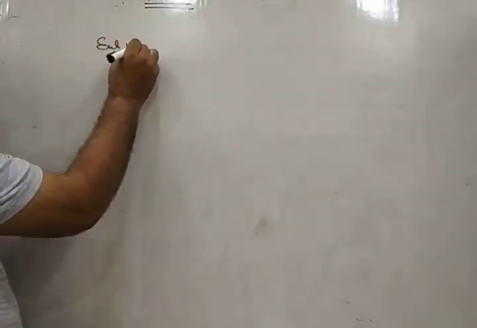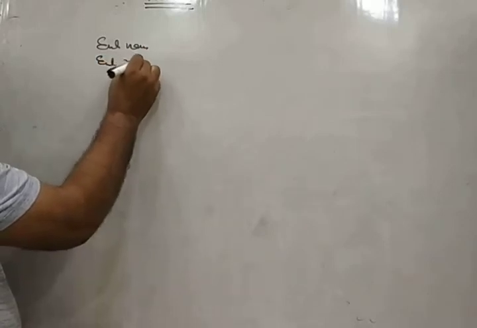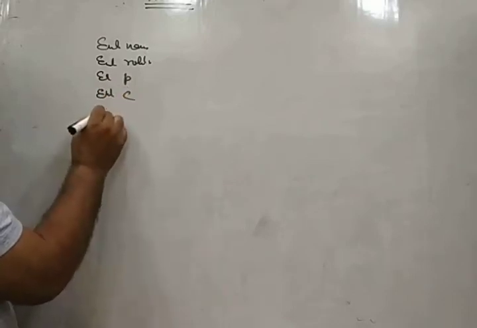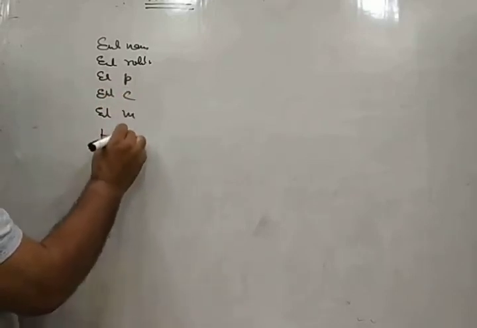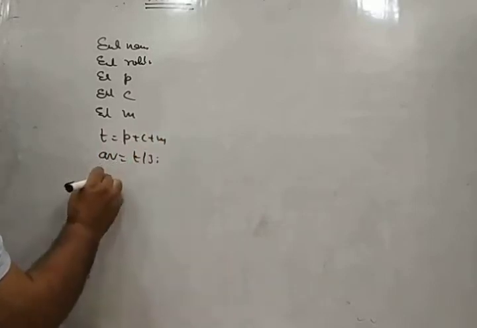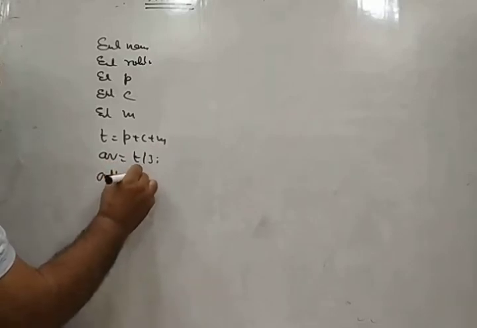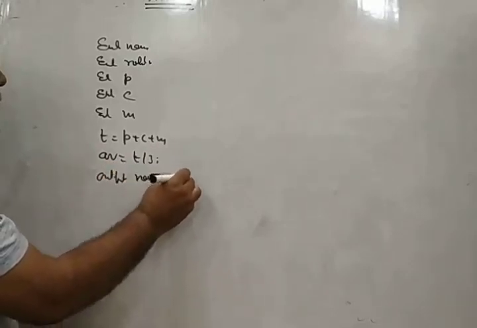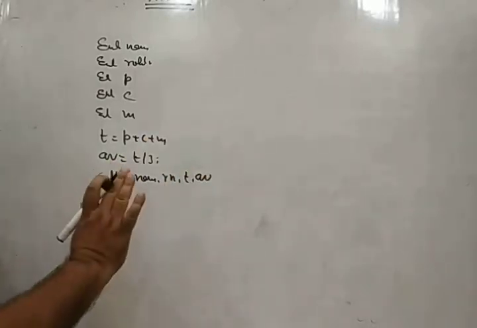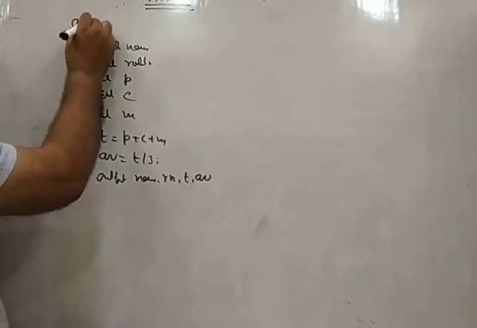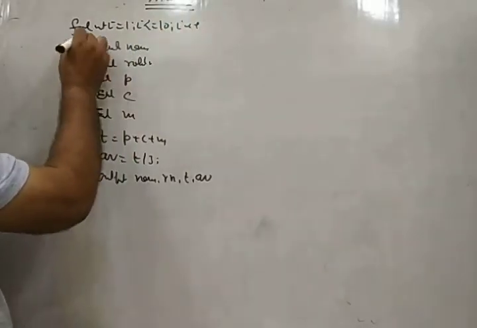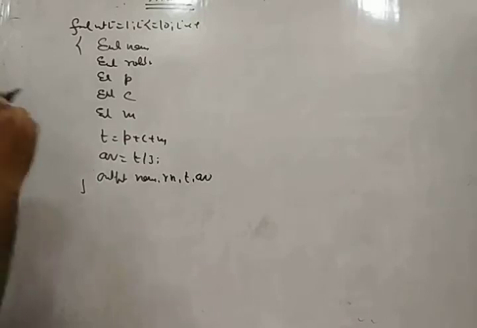Say, enter name, enter roll number, enter physics marks, enter chemistry marks, enter math marks, calculate total and average and output name, roll number, total and average. Now this is just a program, and suppose you are doing this program for 10 persons.